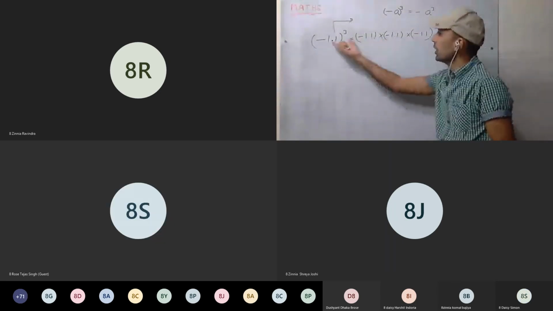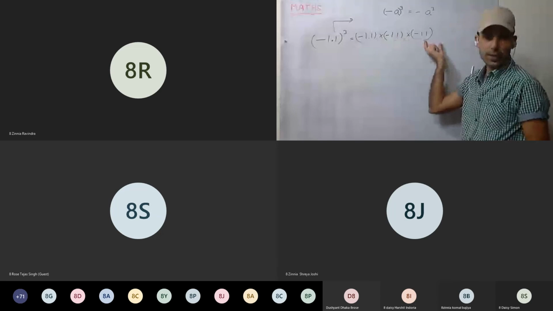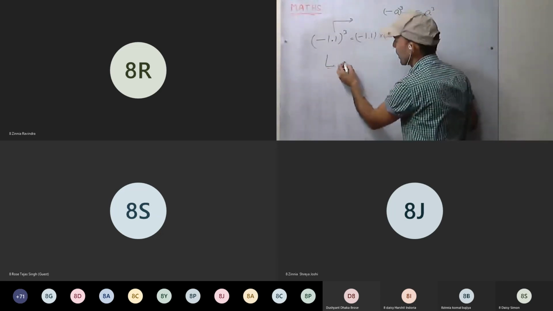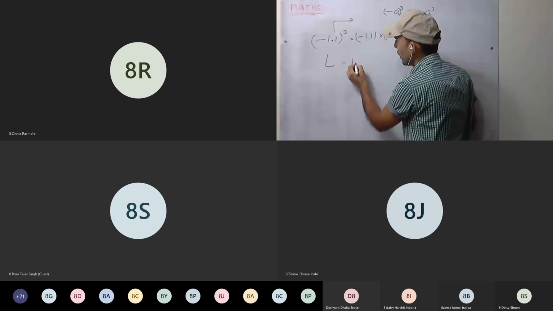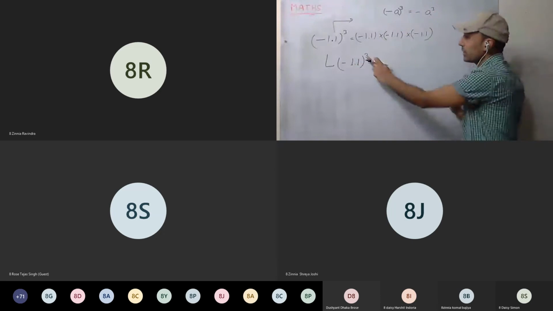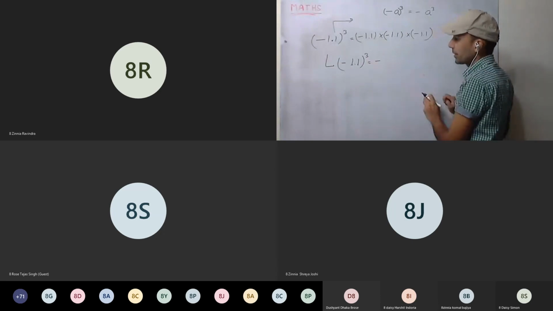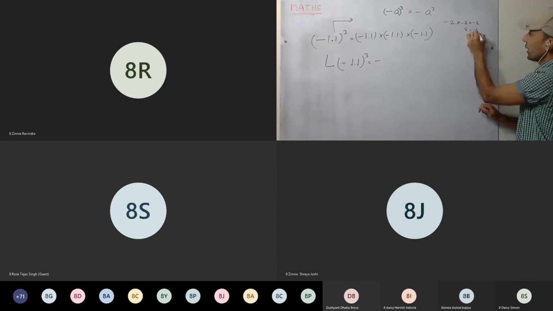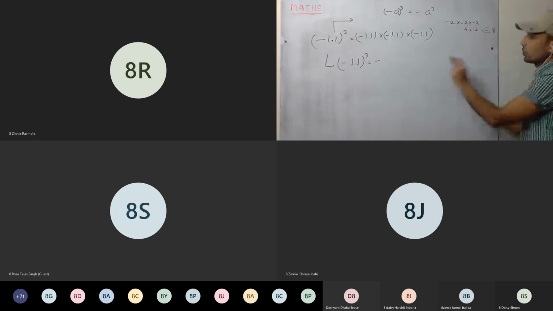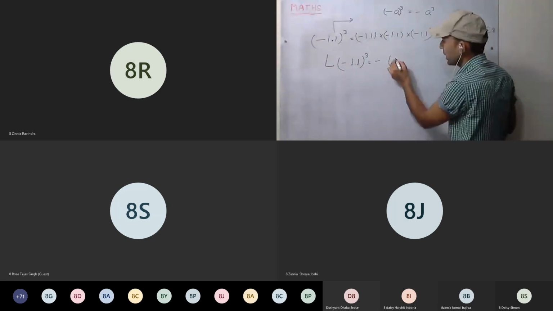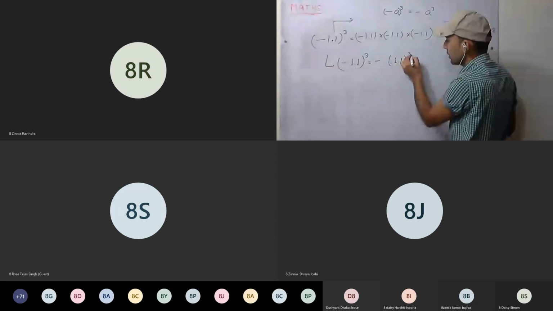Okay, this you understood. Cube means this you have to do. We can do it in a bit simplified way. Minus of 1.1 the whole cube. We can take the minus outside since the power is odd. Minus 2 into minus 2 into minus 2: minus 2 into minus 2 is 4, 4 into minus 2 is minus 8. So the power is odd, we can take the minus outside. So leave the minus outside. What is remaining? 1.1 cube.